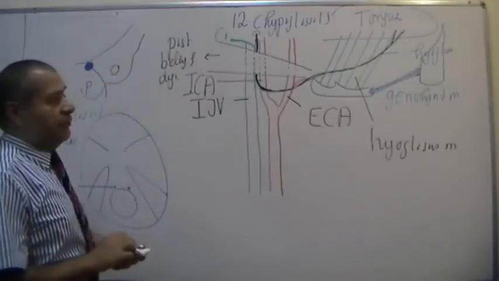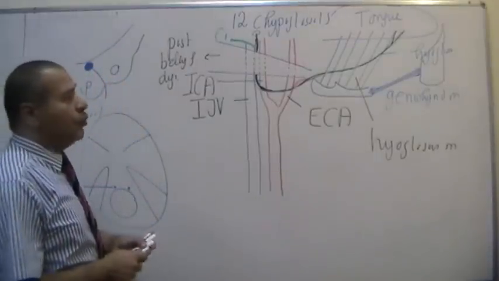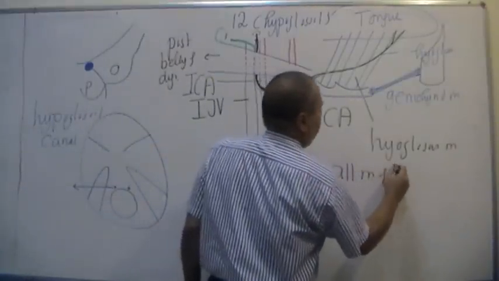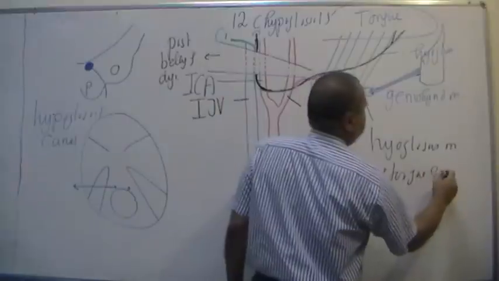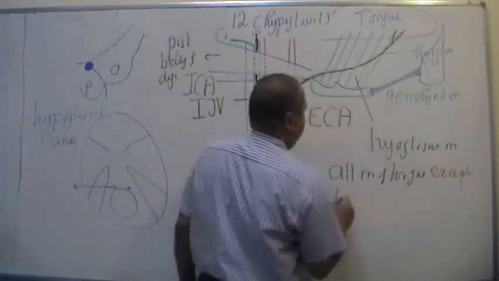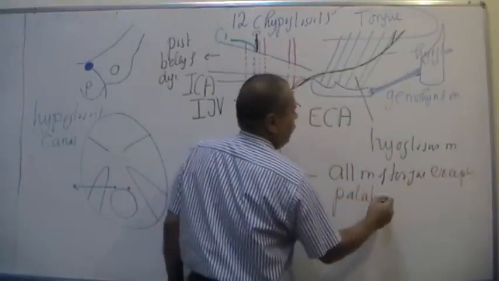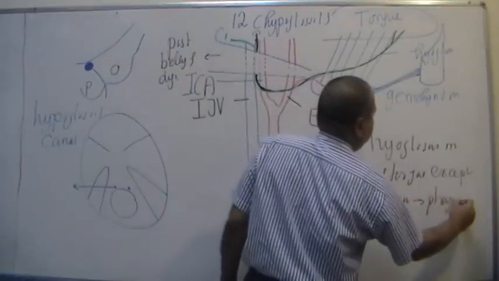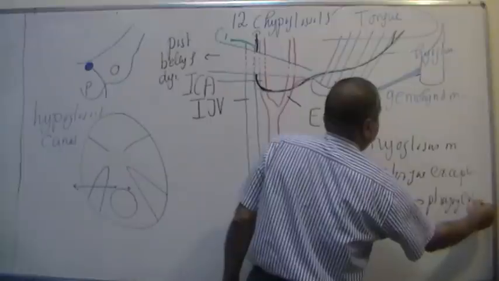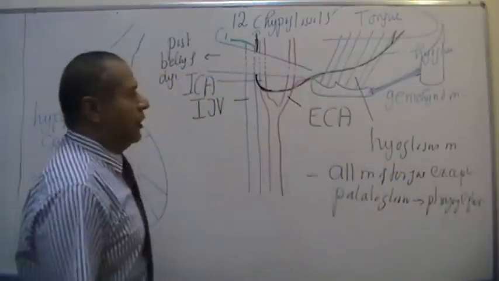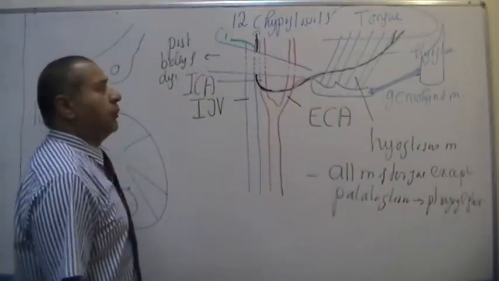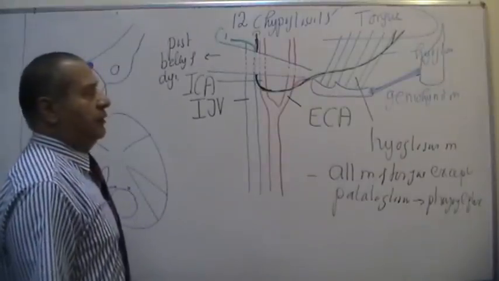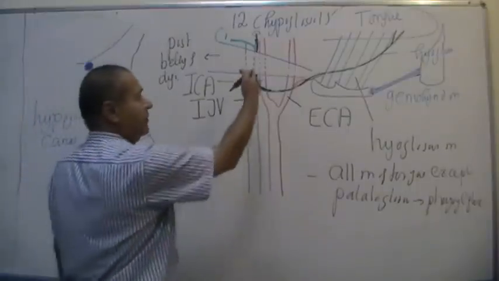The hypoglossal nerve itself supplies all the muscles of the tongue, except one muscle, the palatoglossus muscle, which is supplied by the pharyngeal plexus of nerves. All the muscles of the tongue except the palatoglossus are supplied by the hypoglossal nerve, the main motor nerve supply of the tongue.